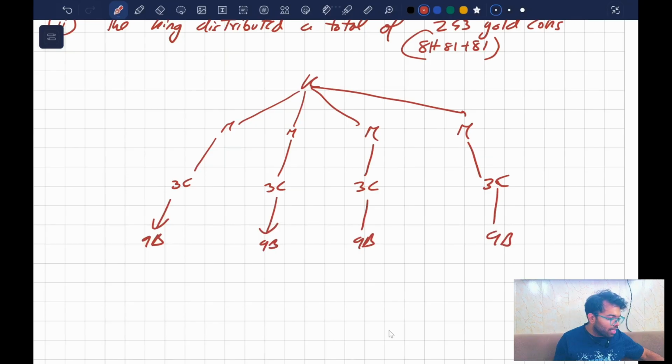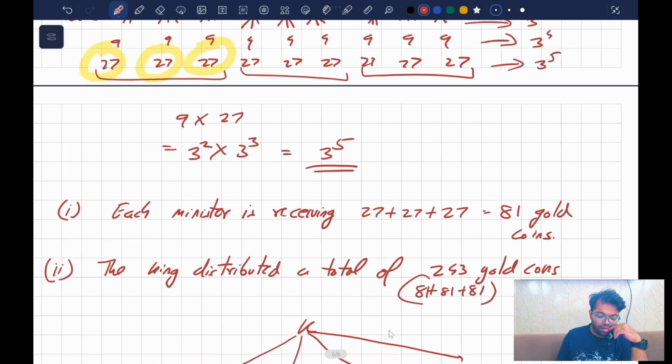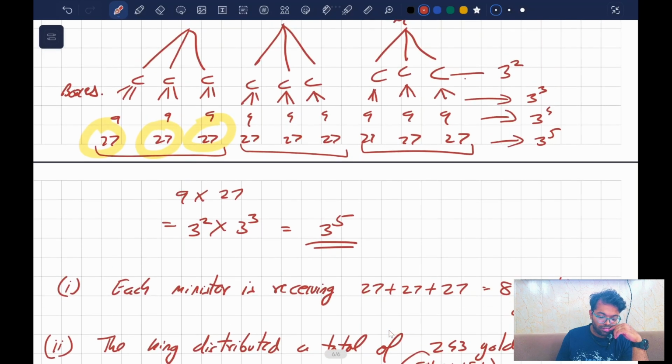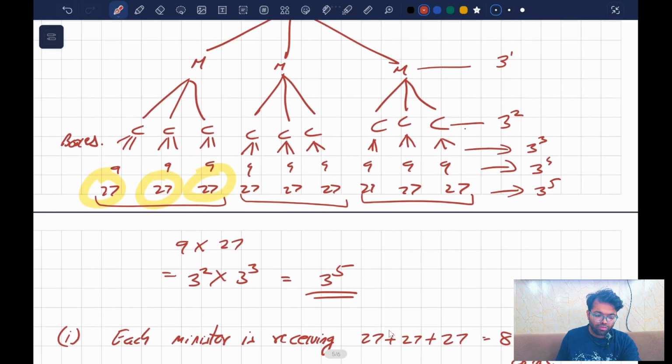एक सेकंड रुको. तुम्हारे 9 boxes है. 9 boxes के बाद तुम्हारे पास क्या है? 27. एक सेकंड रुको. आई थिंक आई मेड अ मिस्टेक समवेयर. या फिर मैं क्वेश्चन को गलत से पढ़ रहा हूँ क्या?